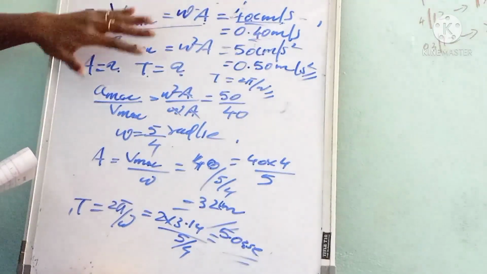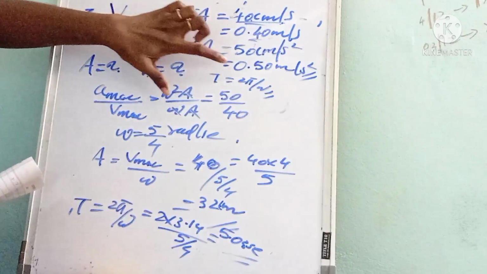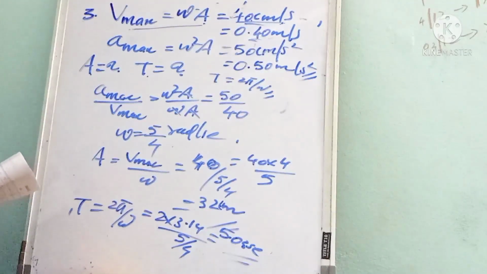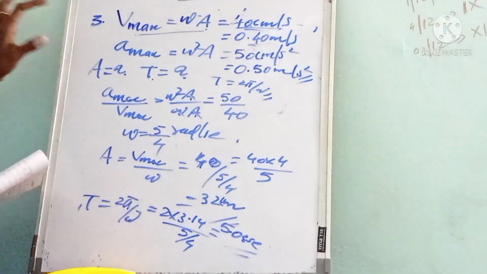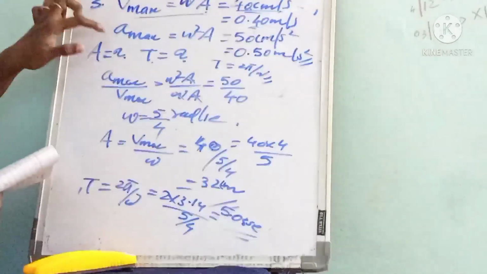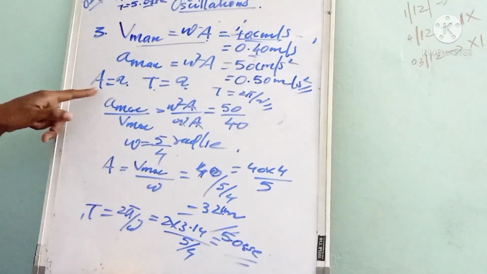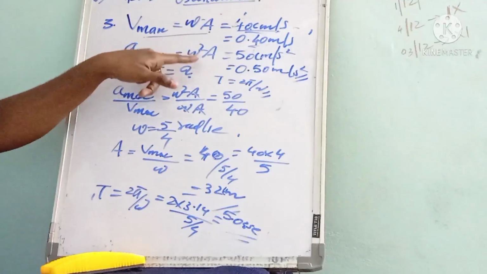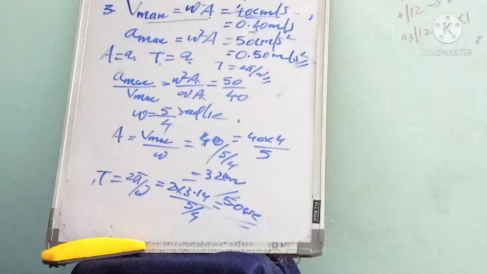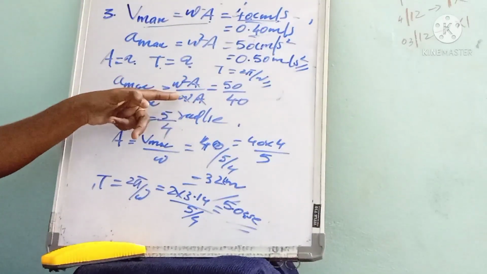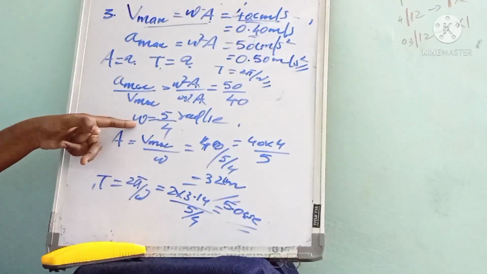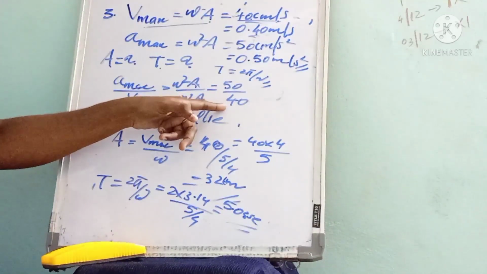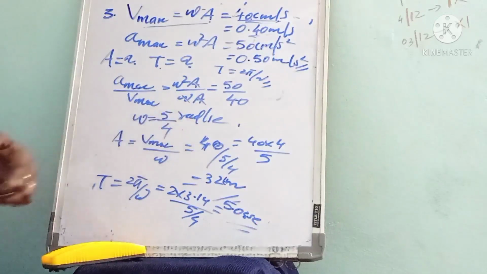For calculating A and time period, we should know the value of omega. So first we have to calculate the value of omega. For that we are taking the ratio A max and V max. So A max divided by V max equal to omega square A divided by omega A. From this A cancels and one omega cancels, and remaining is omega. That is 50 by 40, which is actually 5 by 4 radian per second. That is the value of omega.